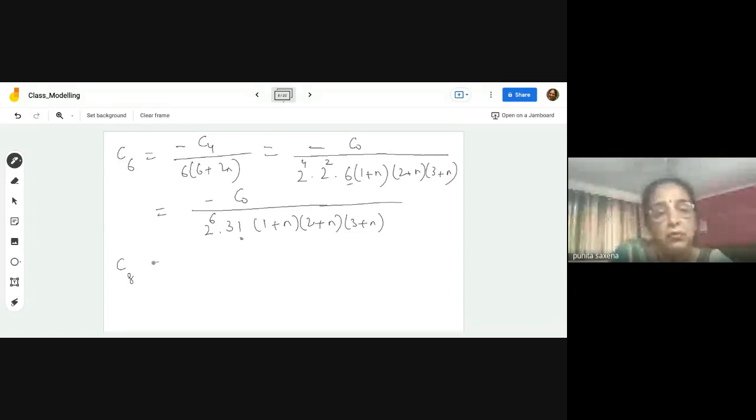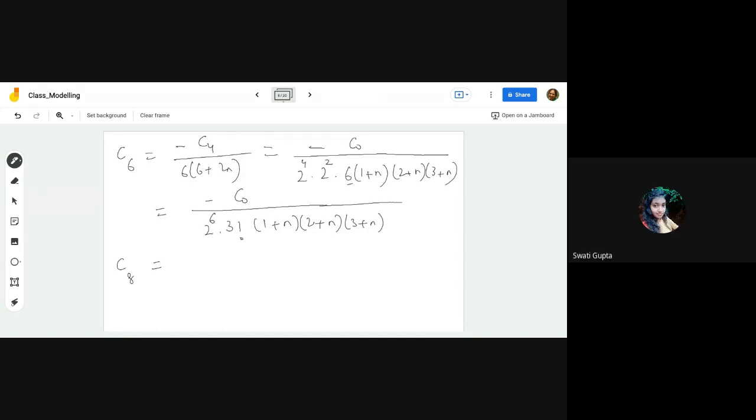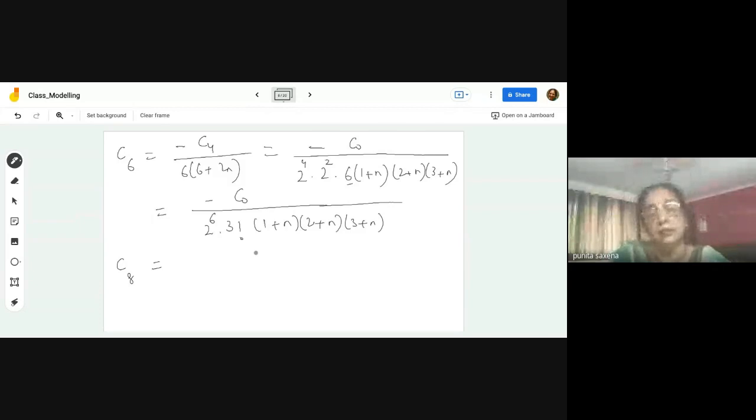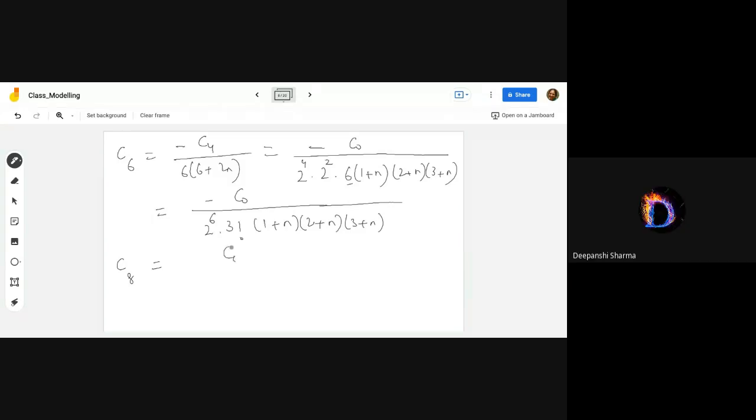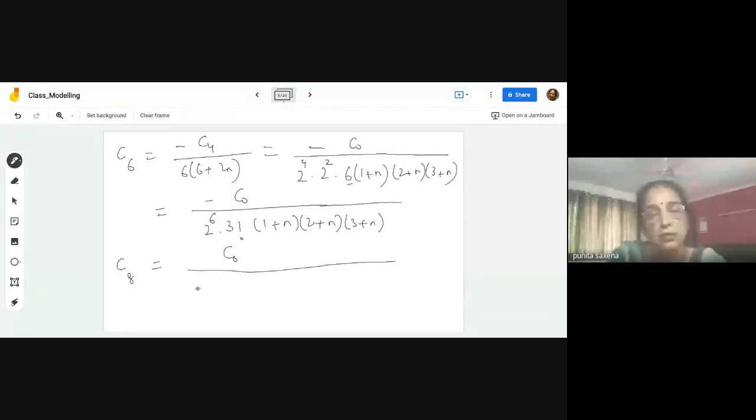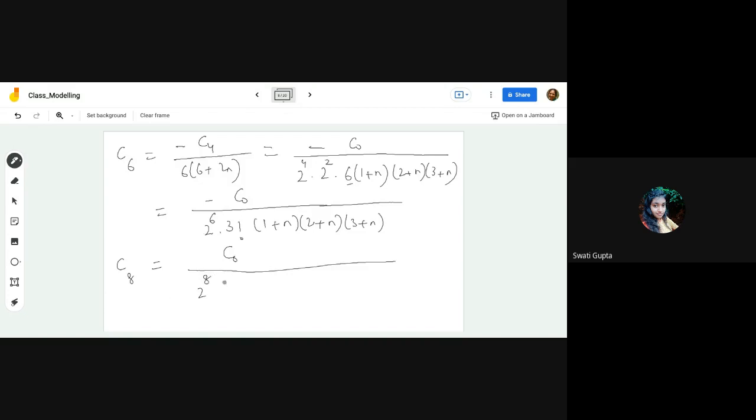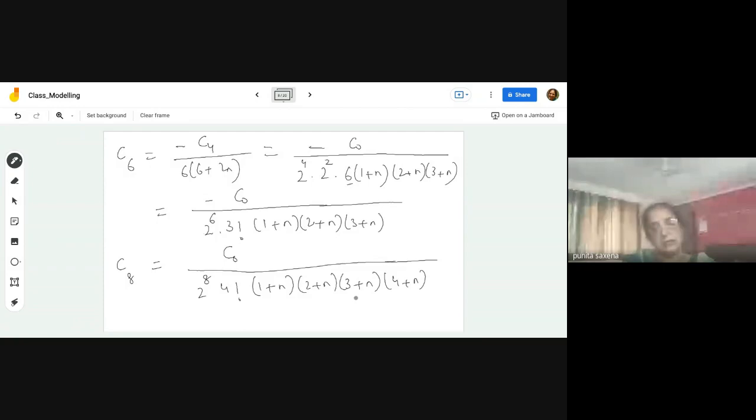Without computing, can you write C8? Yes, ma'am. Now, will it be plus or minus? Plus. C naught upon, what will it be? 2 to the power 8. Then 4 factorial into 4 factorial? Then 1 plus n, 2 plus n, 3 plus n, and 4 plus n, right? Similarly, C10 and so on and so forth.